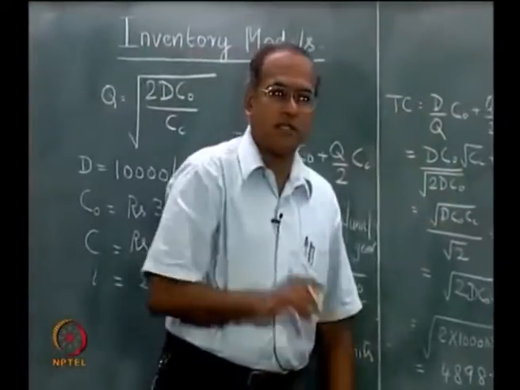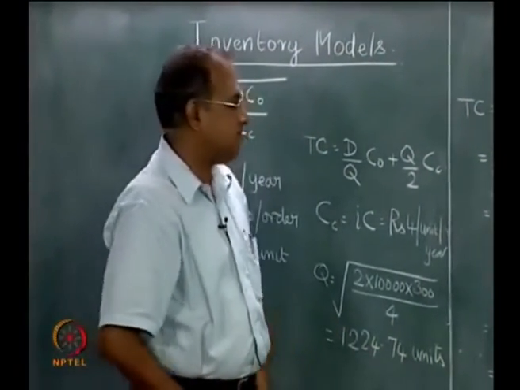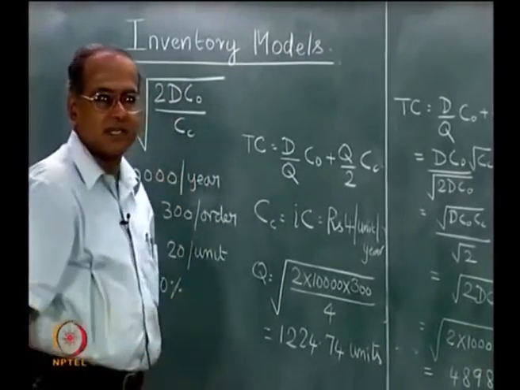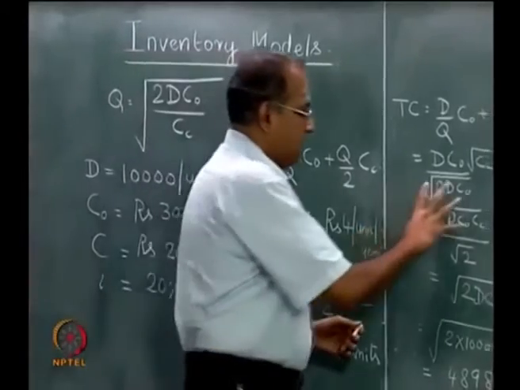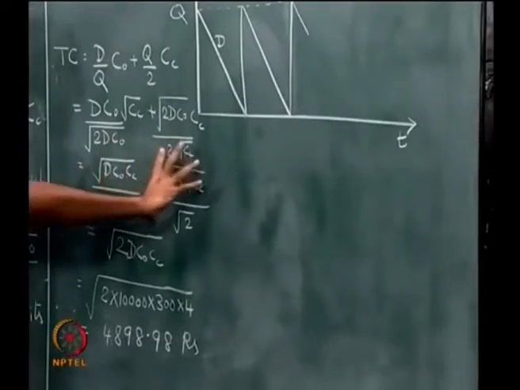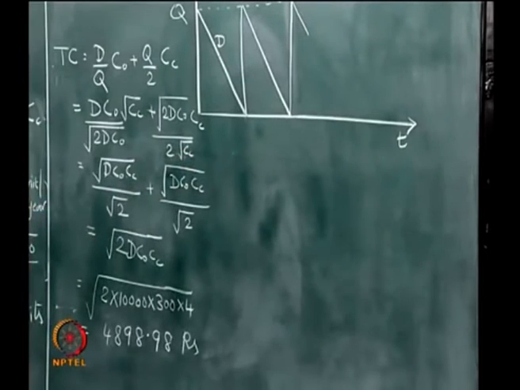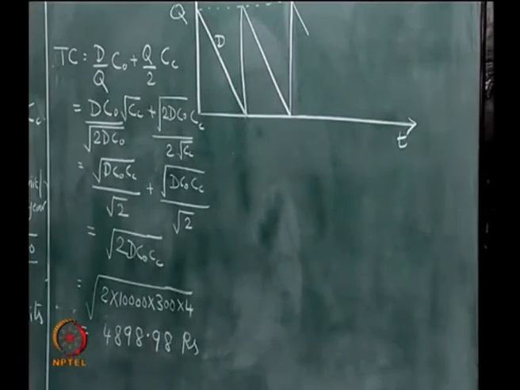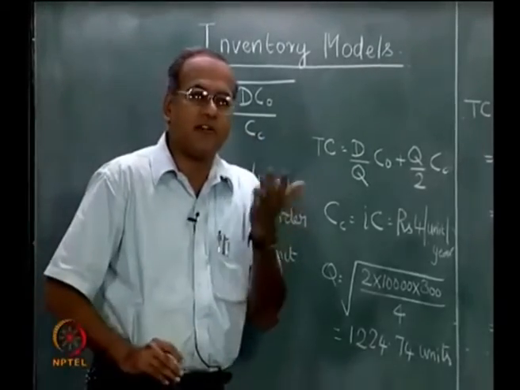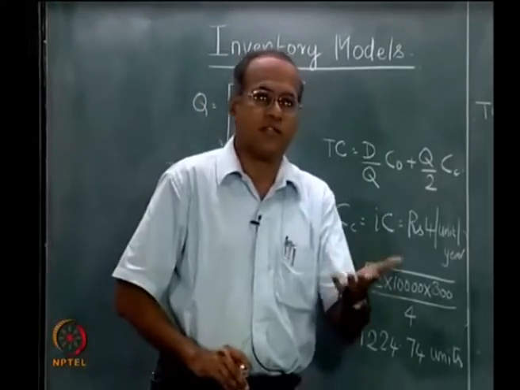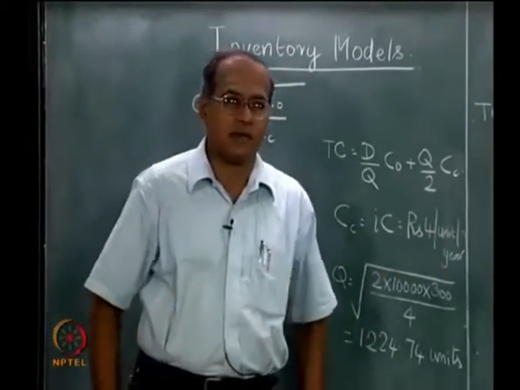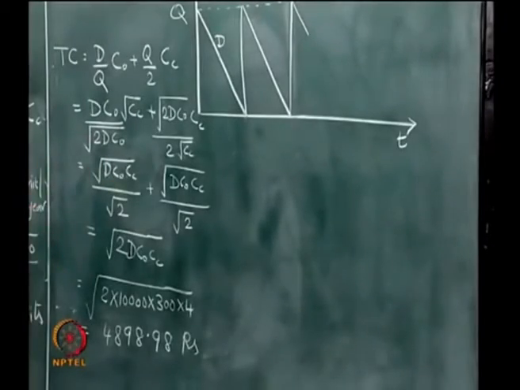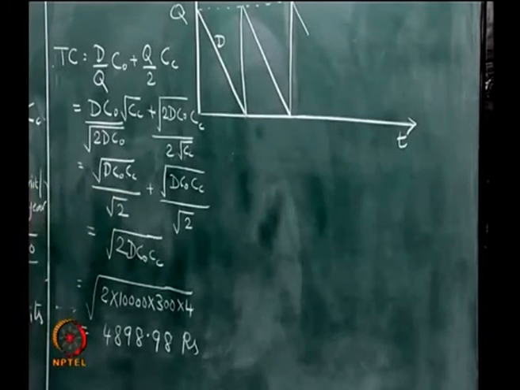Now, from this formula we also observe a very interesting thing, which is at the optimum, that is when we substitute root over 2D C naught by C C, at the optimum the component of the order cost and the component of the carrying cost are equal. So, when we do this optimization to find out the value of the economic order quantity, we are essentially trying to find out that value of Q for which the order cost is equal to carrying cost. Therefore, the total cost is 2 times the order cost and carrying cost, which comes to this expression.